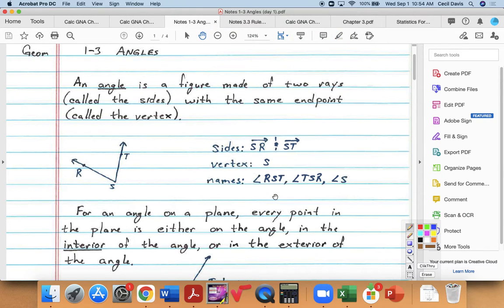What names do we have for this angle? Well, what you can do is name a point on one side, the vertex, and then a point on the other side, just like you were drawing it from R to S to T. Or you can start on the other side. It doesn't matter which side you start on. You can call it TSR. And since there's only one angle with a vertex at S here, you could call it angle S. Basically, when you say angle S, you're saying the only angle in the picture that has a vertex at S.